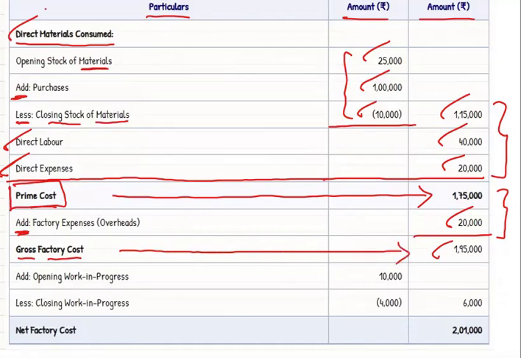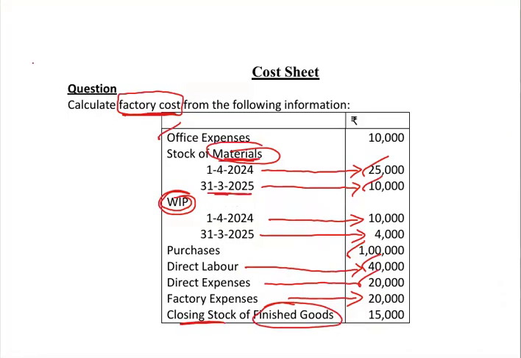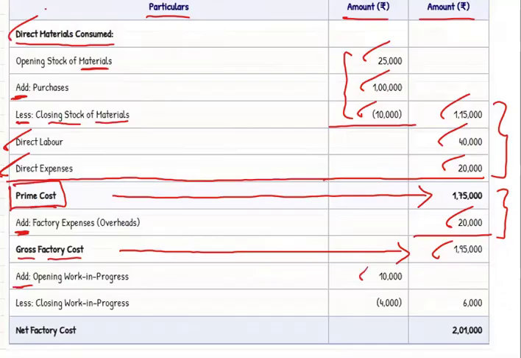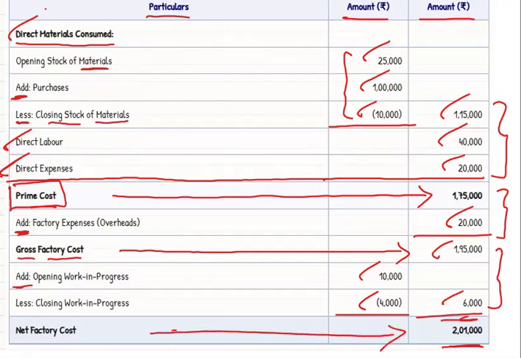In the gross factory cost, we adjust for the WIP stocks, opening WIP and closing WIP. The opening WIP is 10,000 and the closing WIP is 4,000 rupees. Add 10,000 and deduct 4,000, so we get 6,000. That is the net addition. Adding these two figures, we get 2,01,000, which is called the net factory cost.